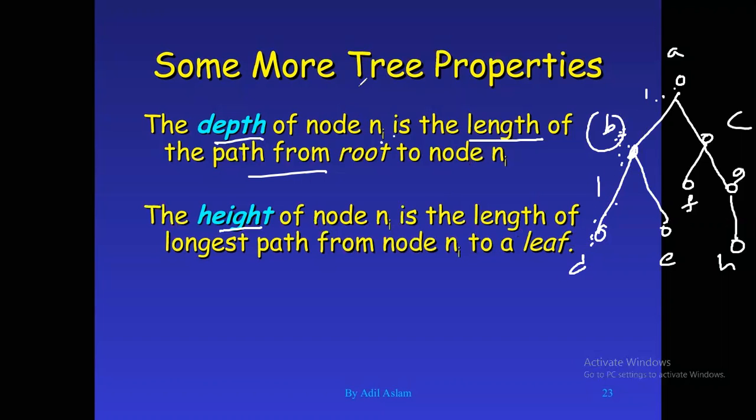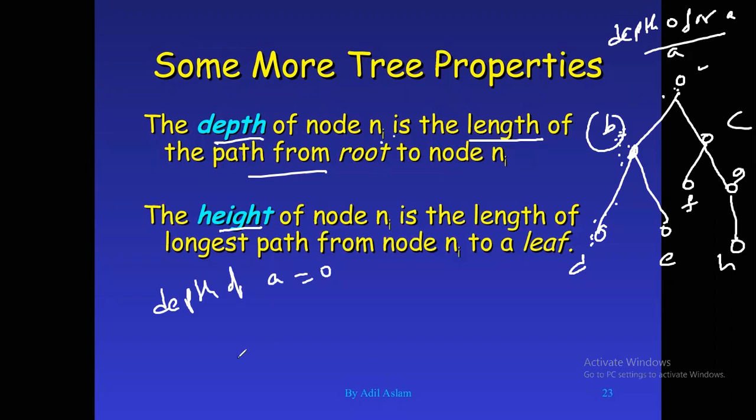For example, to understand more clearly, you go for A. What is the A depth? Started from A only. Therefore, depth is 0. Depth is 0 for A. Okay, here I am writing depth. Depth of A means 0.